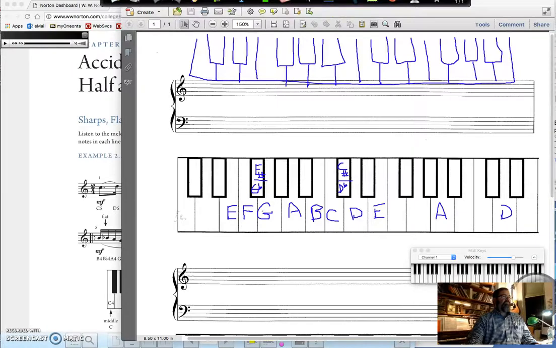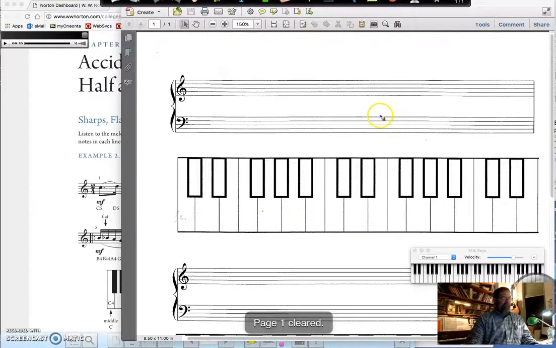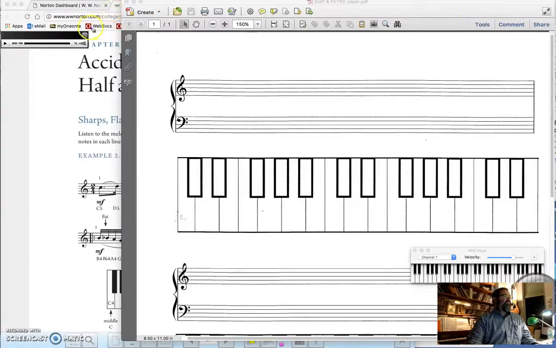Let's clear this page here. Another thing that's a tool you might want to avail yourself of is some of the things in musictheory.net. Let's go to that now.